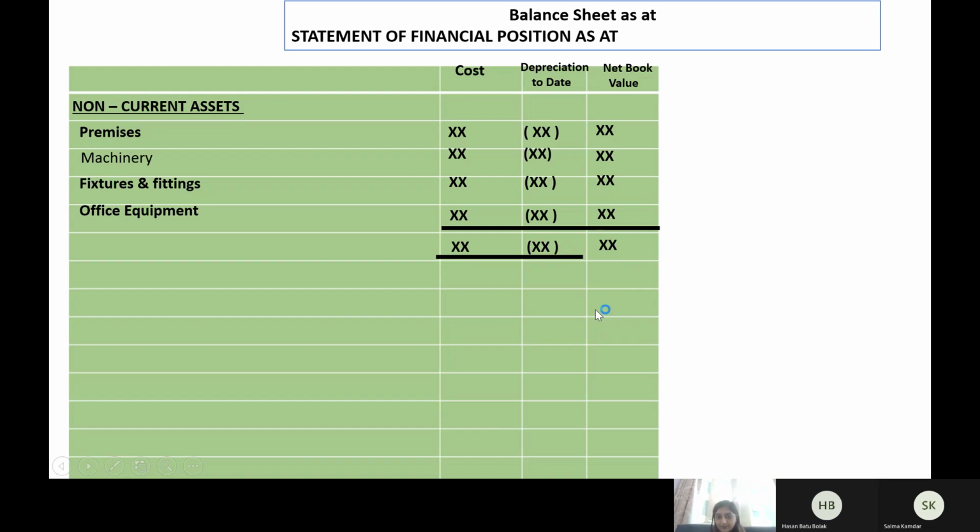This column will continue. Non-current assets plus what? Plus current assets.